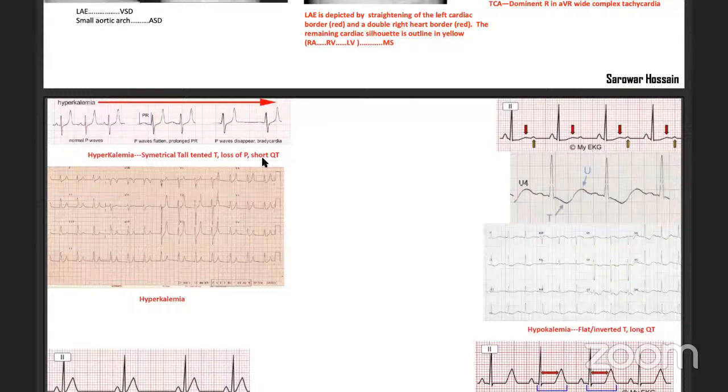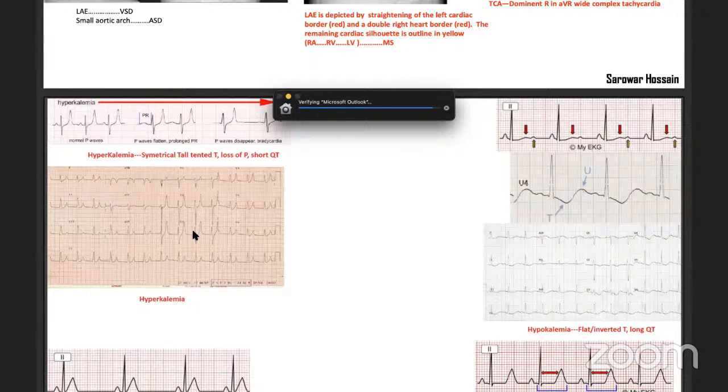Okay. This doesn't have a broad QRS complex, but tall T wave is there. So it's early changes of hyperkalemia.